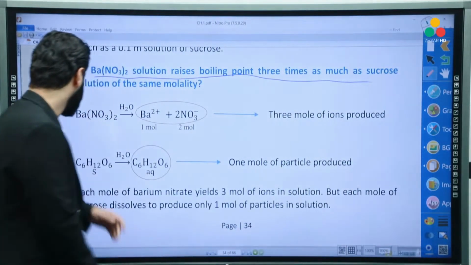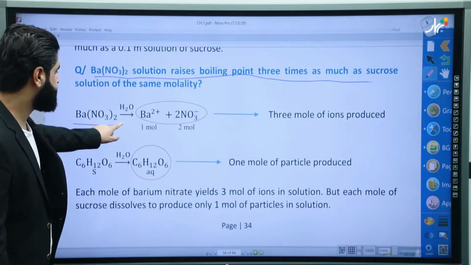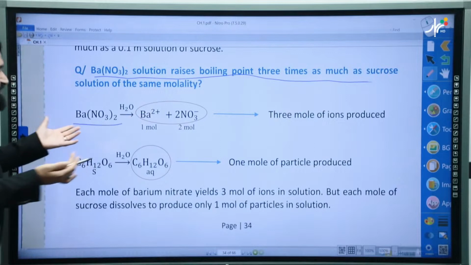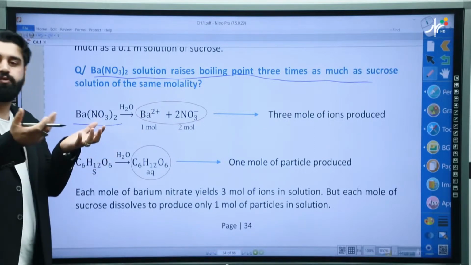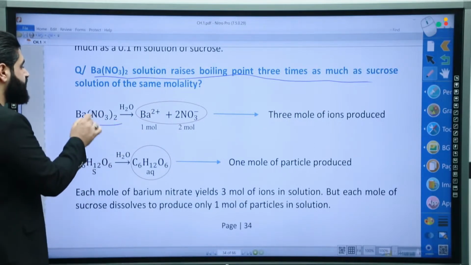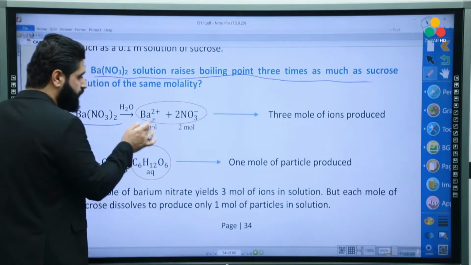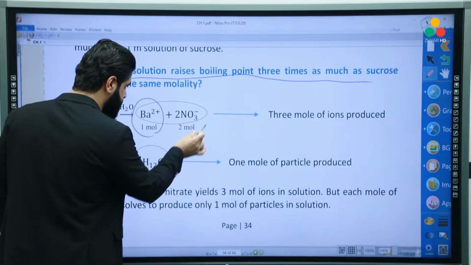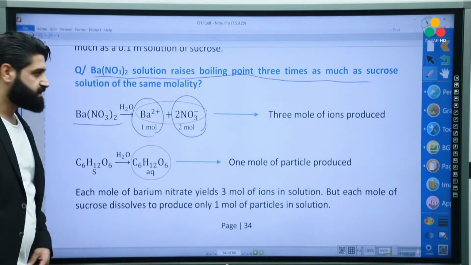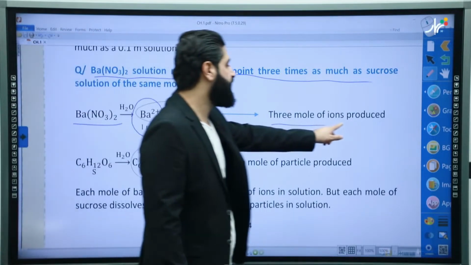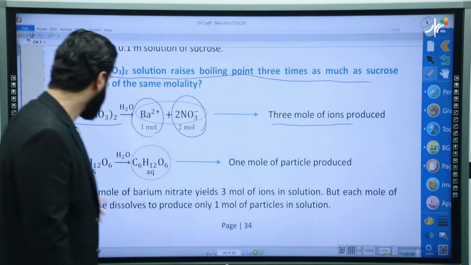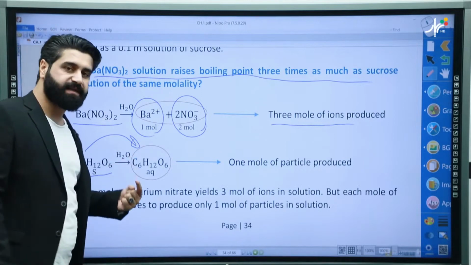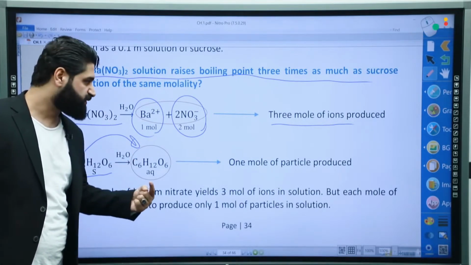Well, let's see. Ba(NO3)2 is an ionic compound. When it dissolves in water, it dissociates to release its particles, its constituents, its ions. So it will release 3 moles of ions. That's why we will get 1 barium cation and 2 nitrate anions. So there will be 3 moles of ions produced. But about sugar, it will produce only 1 particle in a dissolved form.